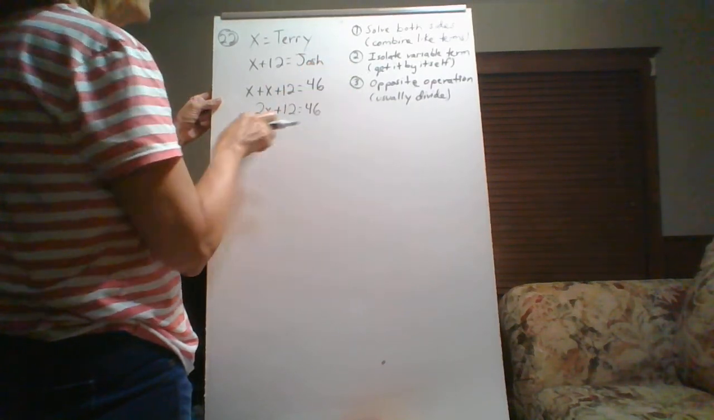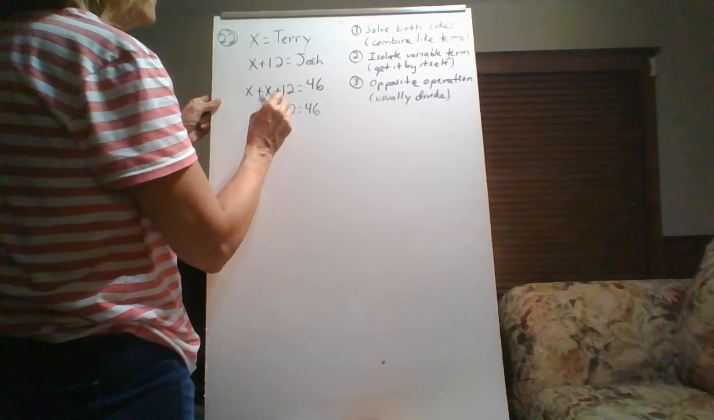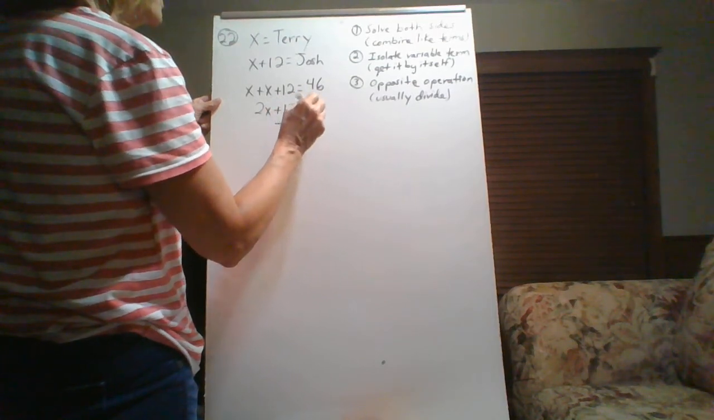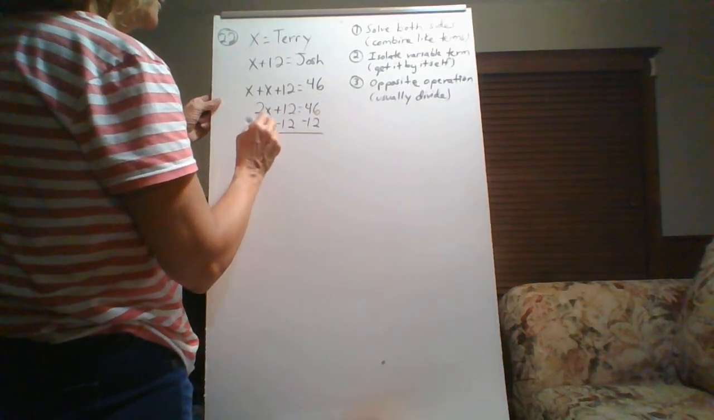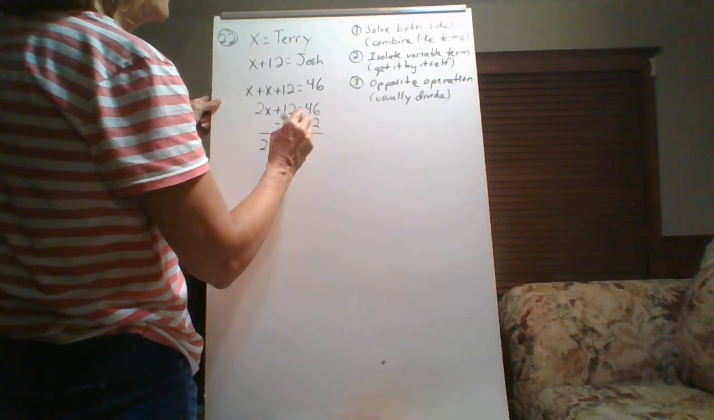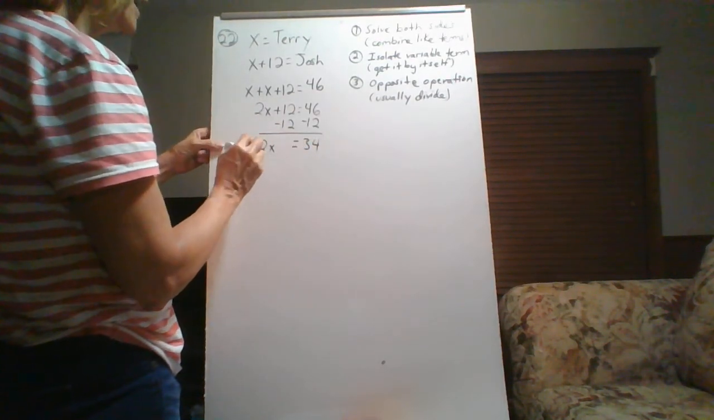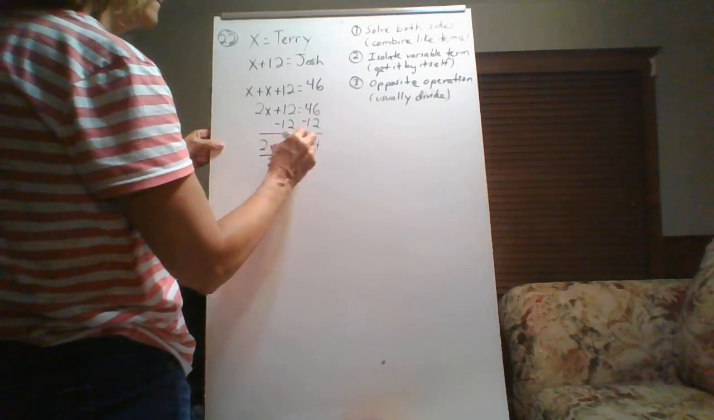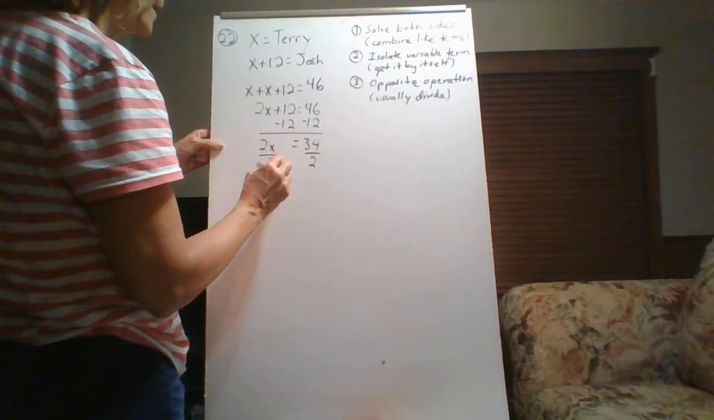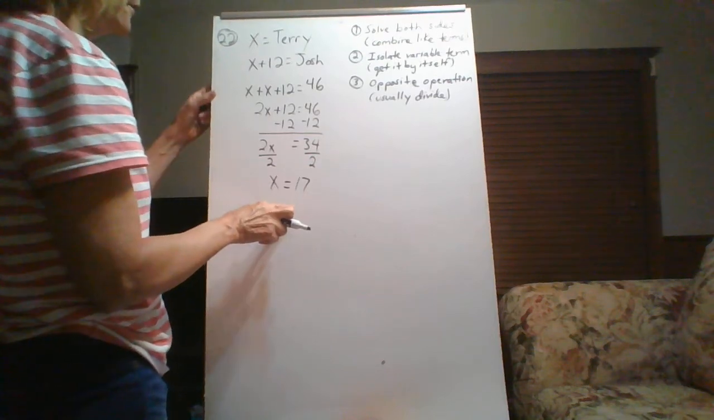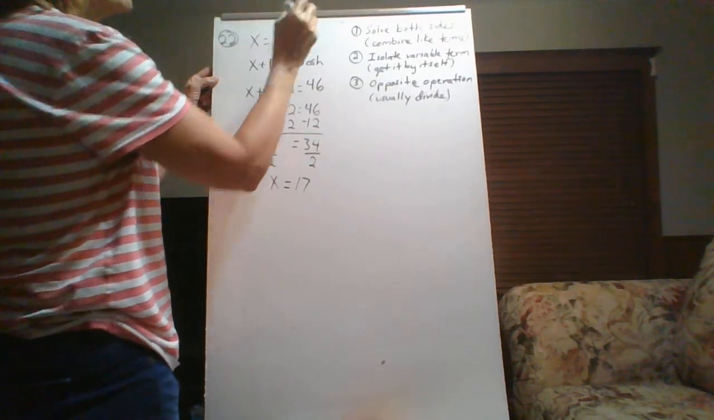Next, isolate my variable term. I need this 2X by itself. Subtract 12, subtract 12. So 2X equals 34. Third step, do the opposite. This is 2 times X. Opposite would be divide. So X equals 17. All right, so Terry has 17.